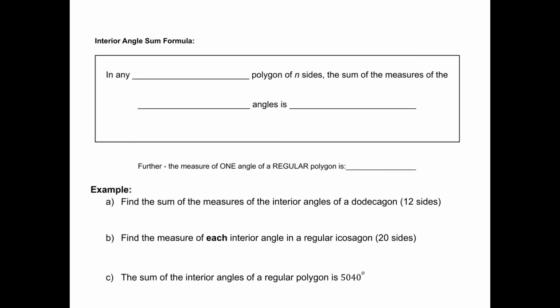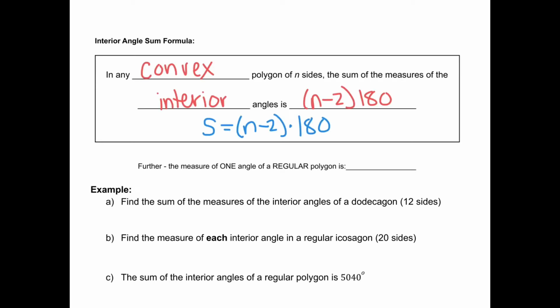Moving on to interior angles inside of these polygons. We will actually be looking at exterior angles also, but we're going to start moving into angle relationships of polygons. So an interior angle sum formula: in any convex polygon with n sides, the sum of the measures of the interior angles is n-2 times 180.